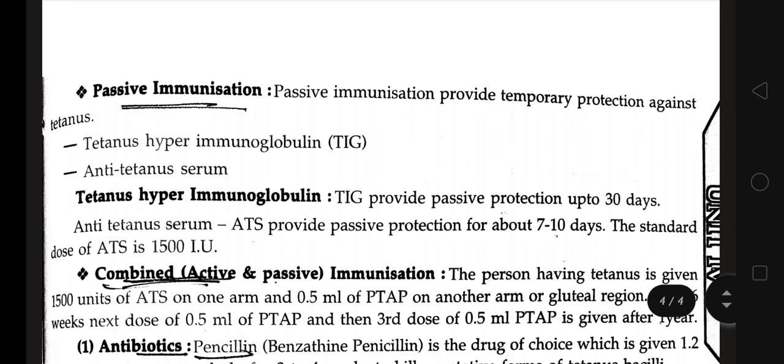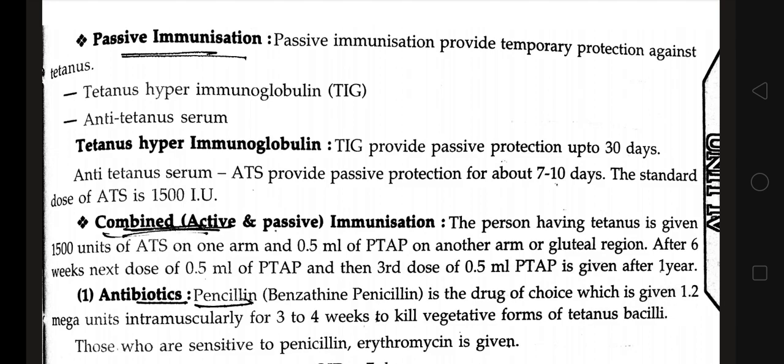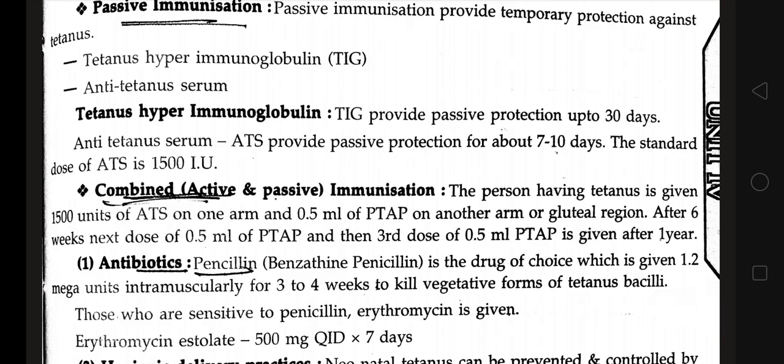Passive immunization provides temporary protection against tetanus. Here tetanus hyperimmunoglobulin, that is TIG, can be given, or anti-tetanus serum. Serum can also be given for the prevention of this disease. TIG provides passive protection for up to 30 days, and anti-tetanus serum provides passive protection for about 7 to 10 days. The standard dose of ATS is 1500 international units. These are the two types of passive immunization.